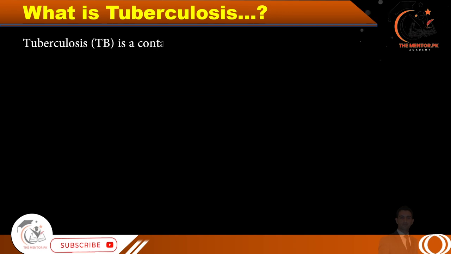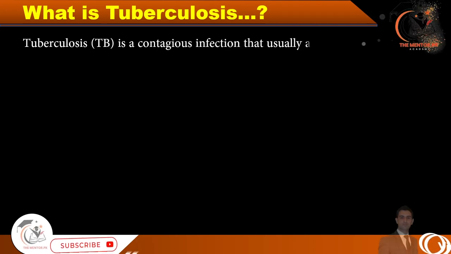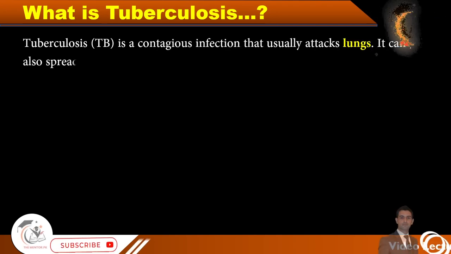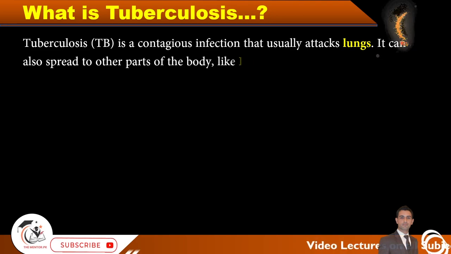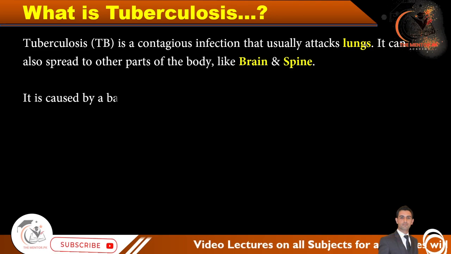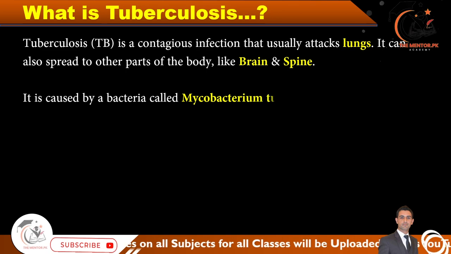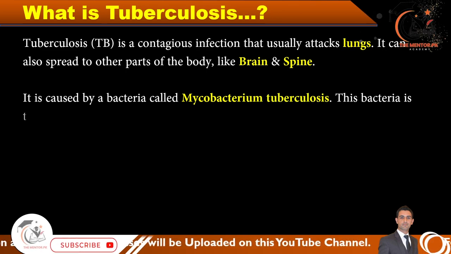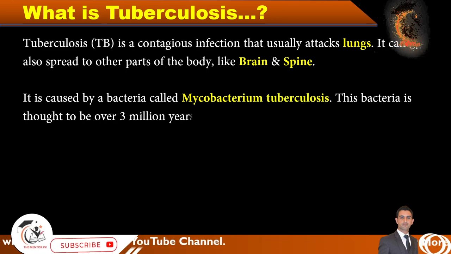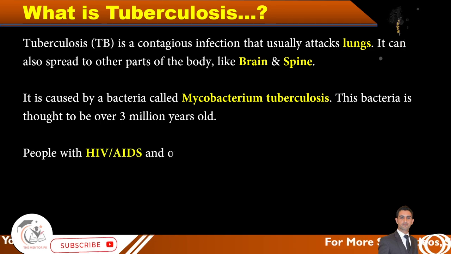Let's talk about tuberculosis. Tuberculosis, commonly known as TB, is a contagious infection that usually attacks the lungs. It can also spread to other parts of the body like the brain and spine. It is caused by bacteria called Mycobacterium tuberculosis. This bacteria is thought to be over 3 million years old.